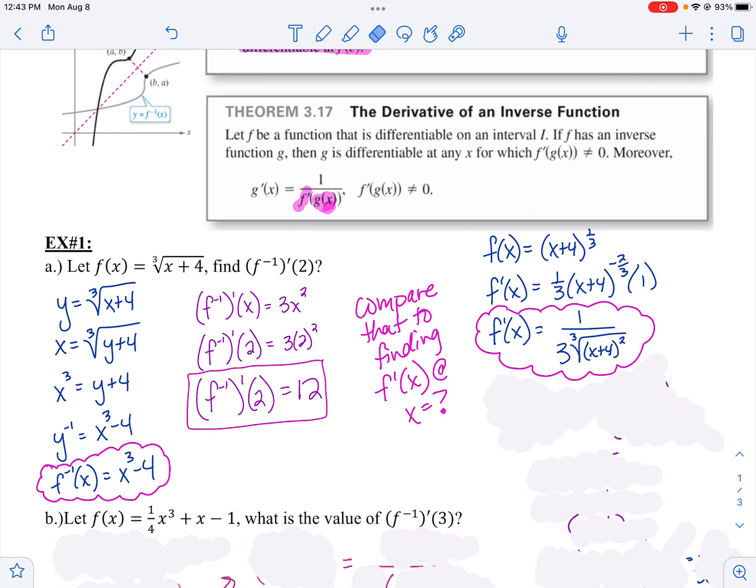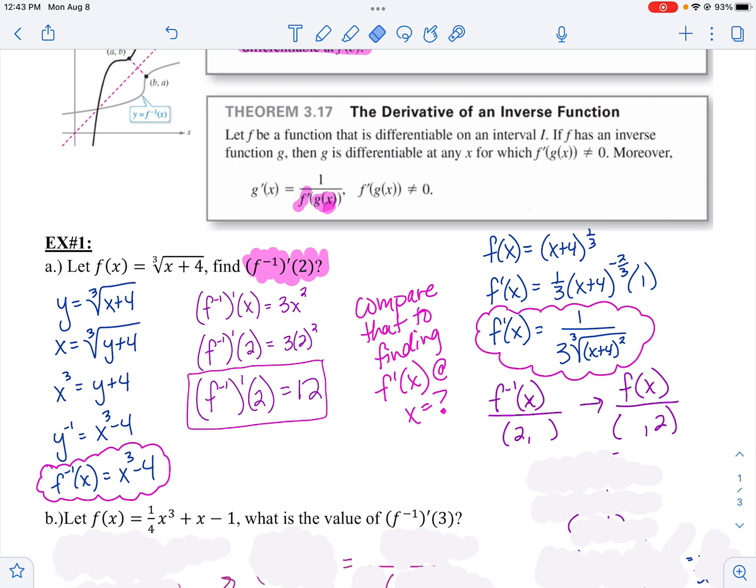Now that's the derivative of my original. But remember, the question is really asking me to find the derivative of the inverse. If I go back to the theorem, I can try to figure out the value of my inverse's derivative if I know the value of my original derivative at the y value of my inverse. Because remember, the x and the y's are switched, okay?